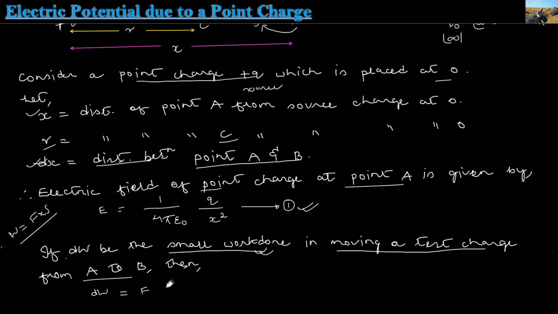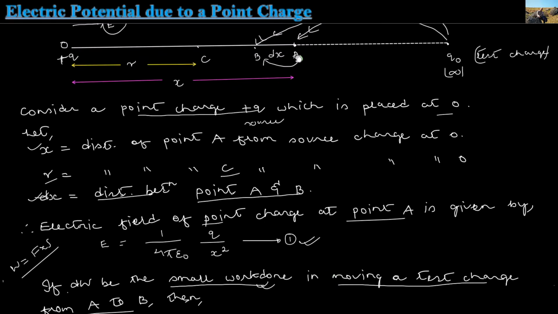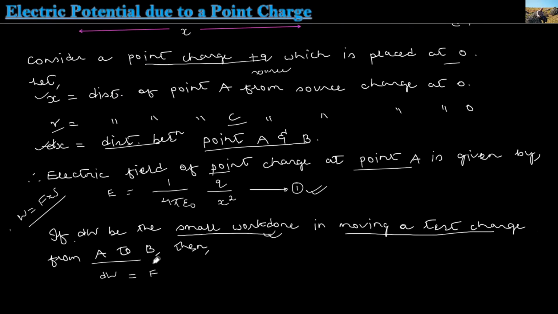If F is the force in moving from E up to B, then the work is F dx. dx is our displacement. So this is the concept: dW is the work, F is your force, and this dx, which is written by S, is your displacement.